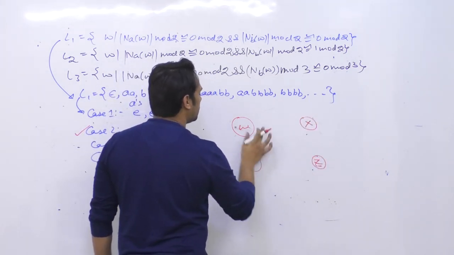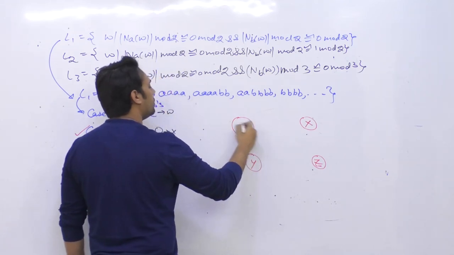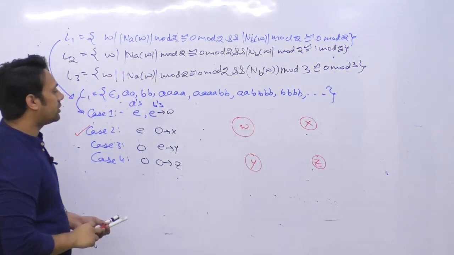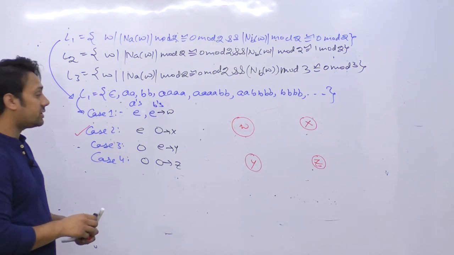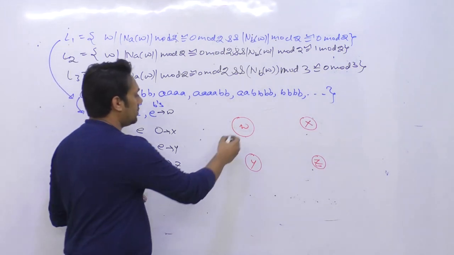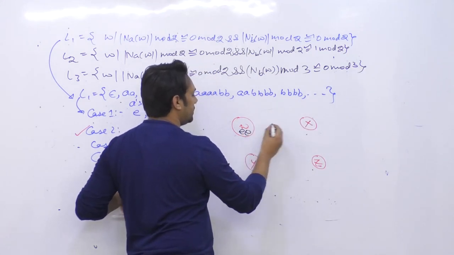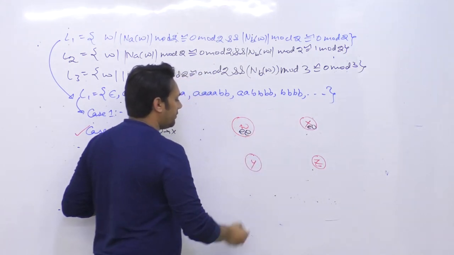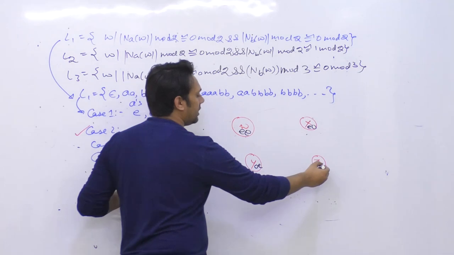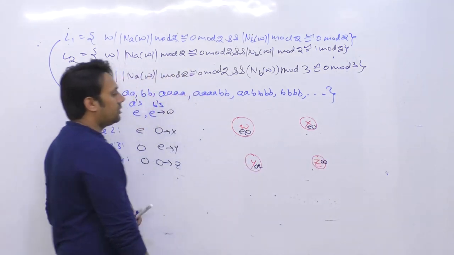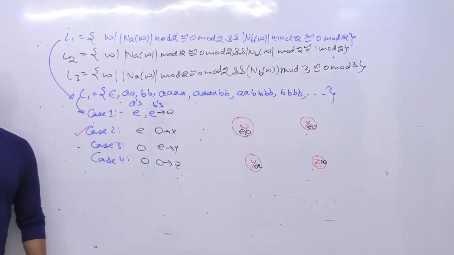is Z, okay? W, X, Y and Z. So W is representing the first case which is your even even, X is representing the second case which is even odd, Y is odd even and Z is odd odd. So har ek case ke liye we have created one state, okay?